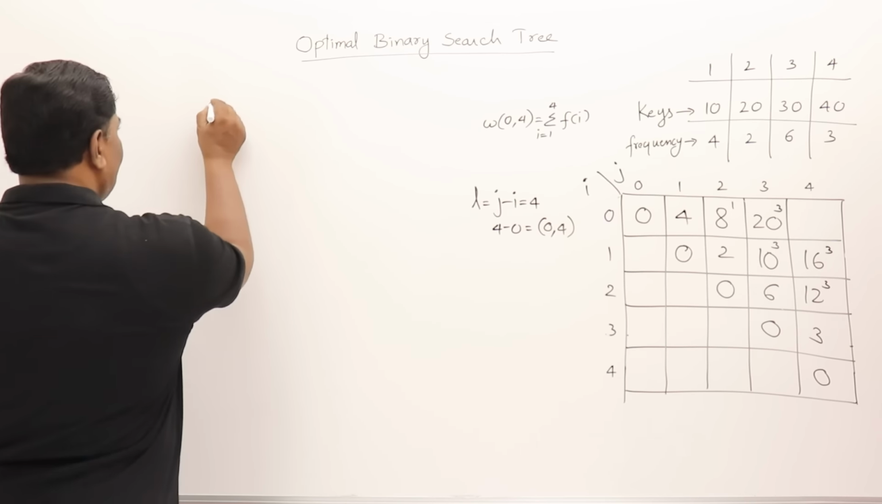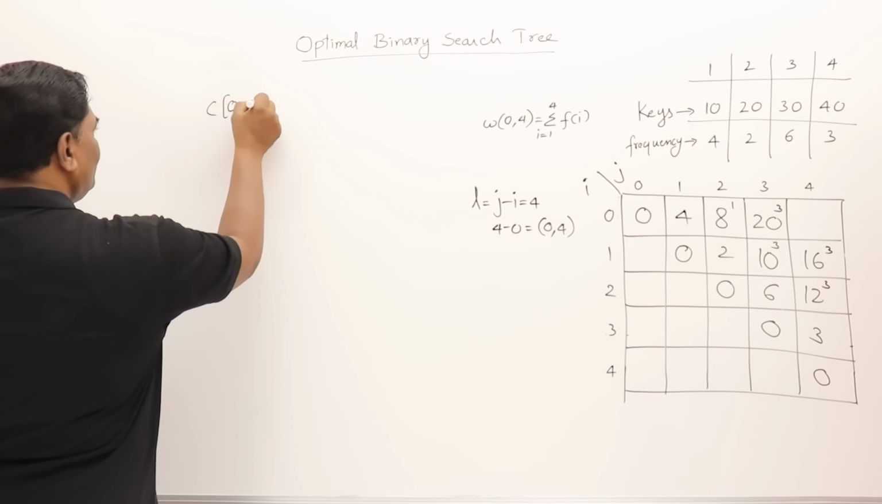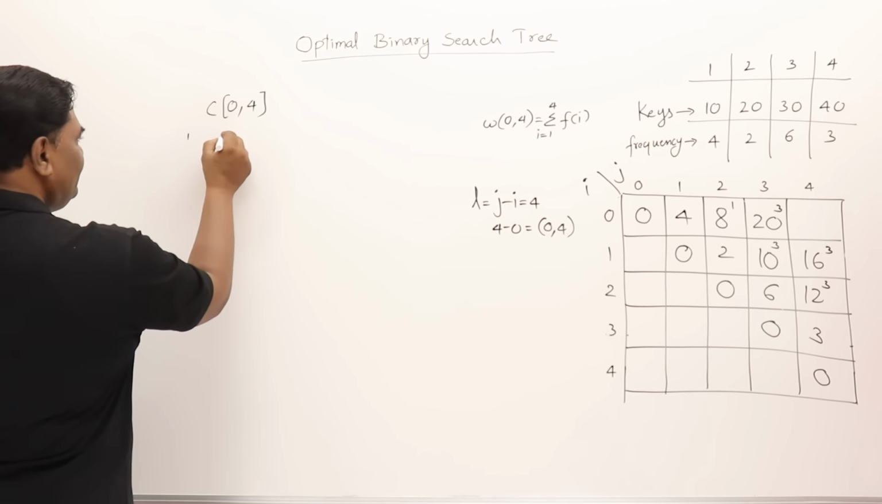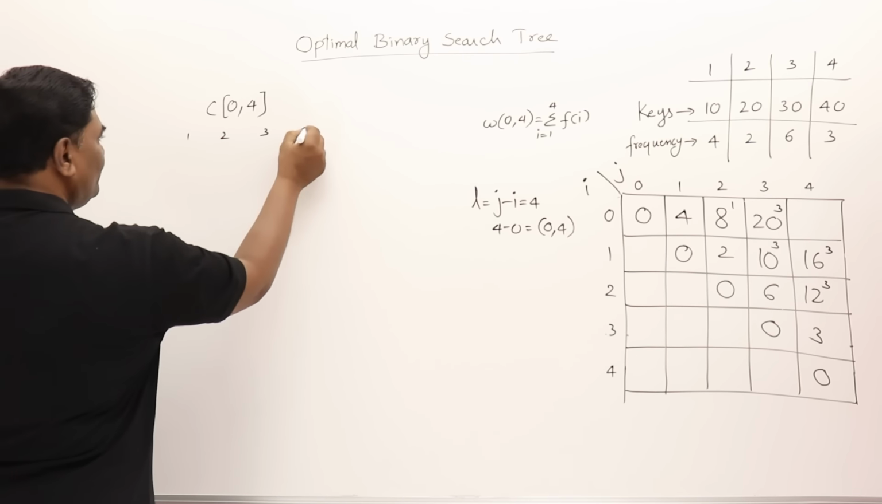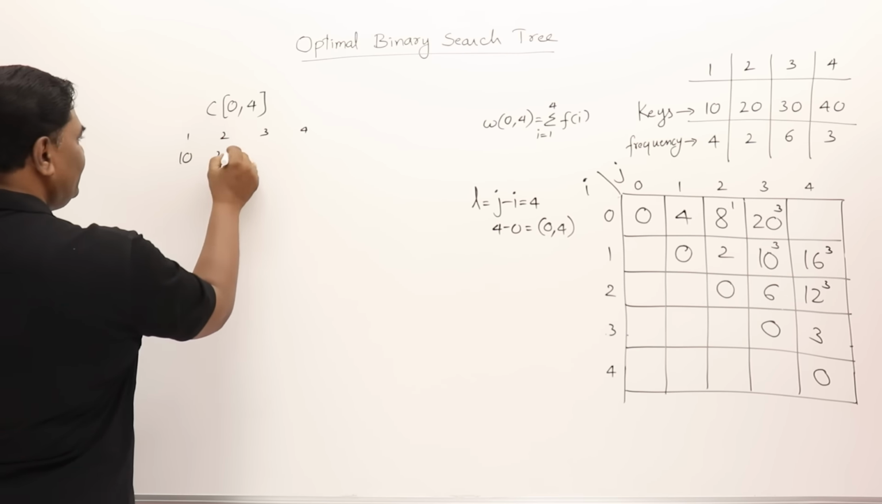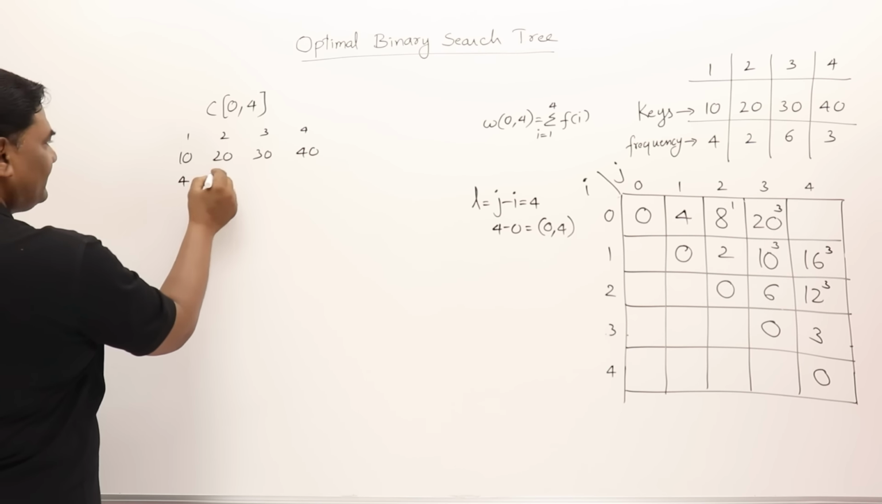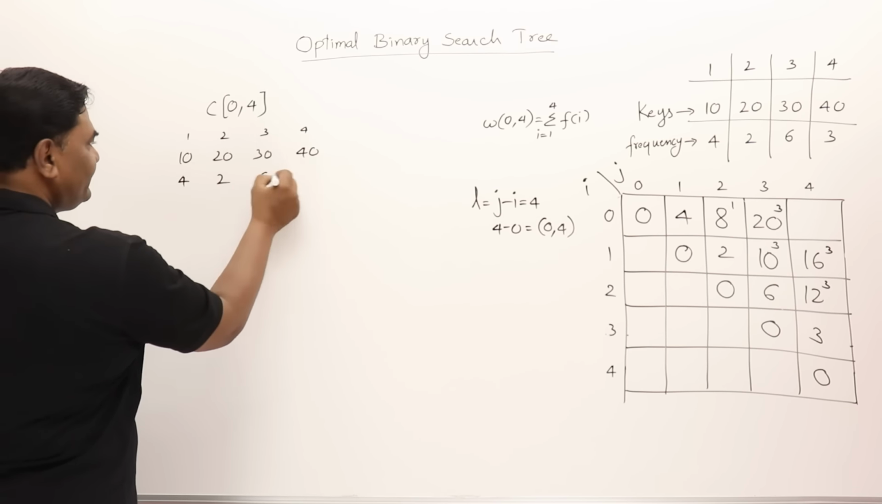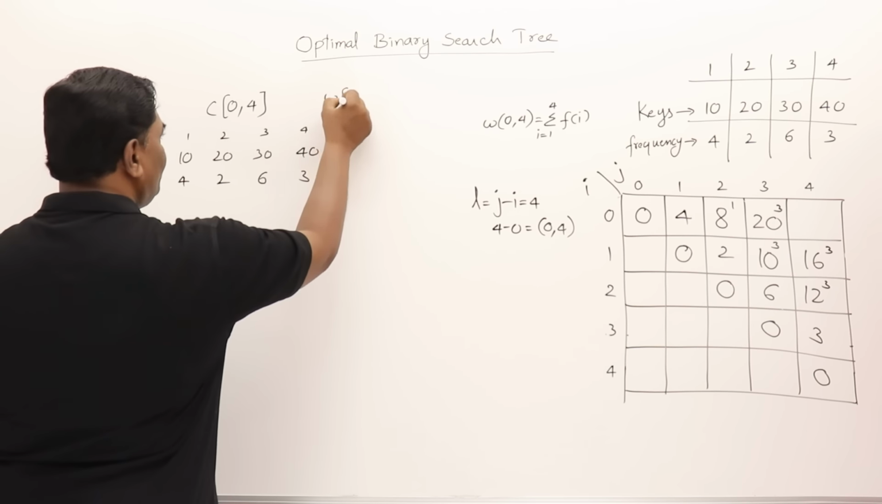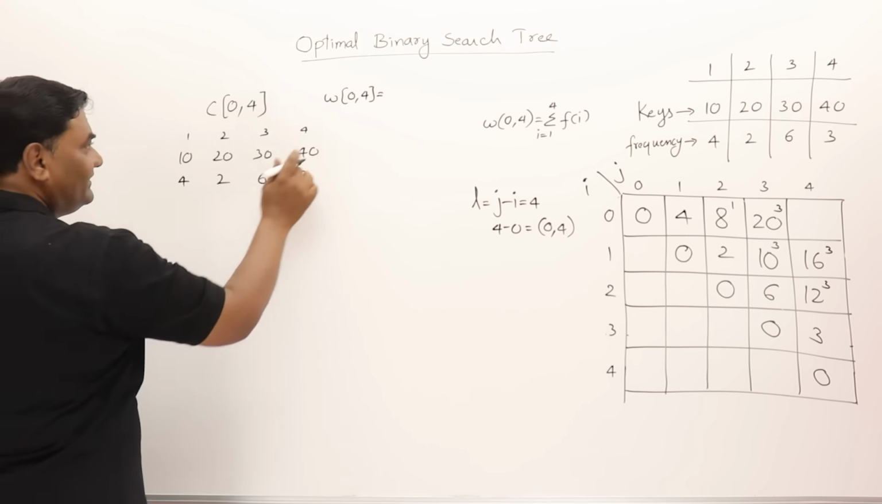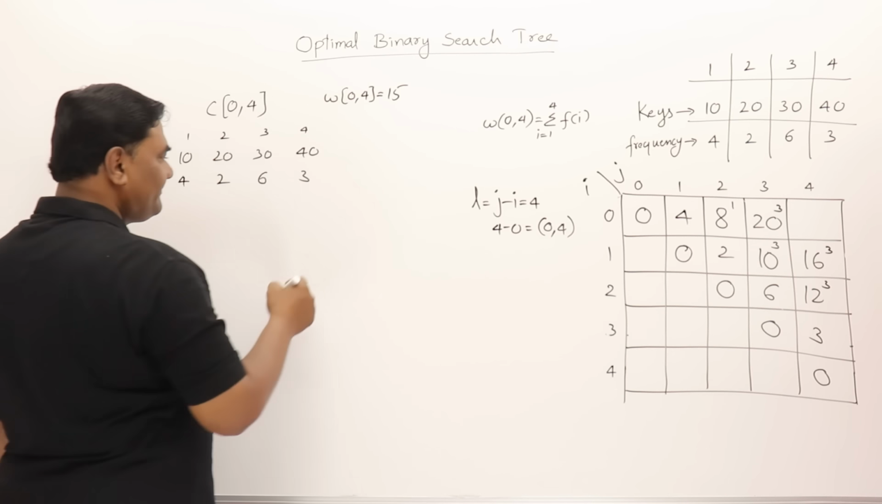So cost of 0 to 4. Ignore 0. I have to take keys 1, 2, 3, 4, that are 10, 20, 30 and 40, and their frequencies are 4, 2, 6, 3. Then the weight of 0 to 4 will be how much? Add all these. So this is 15.